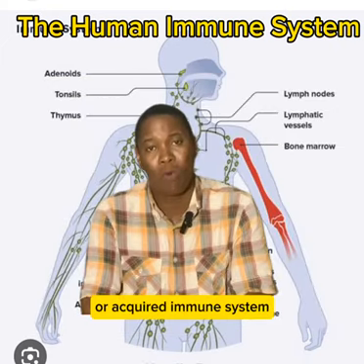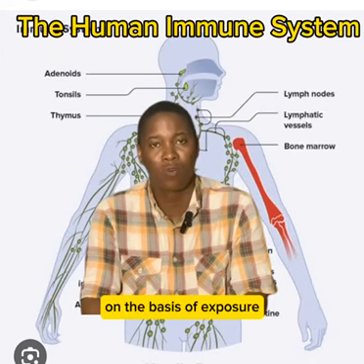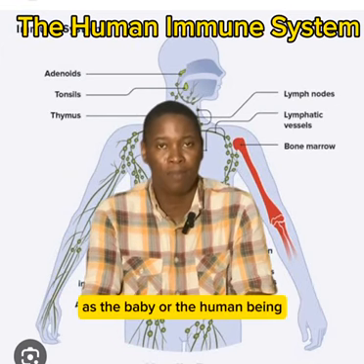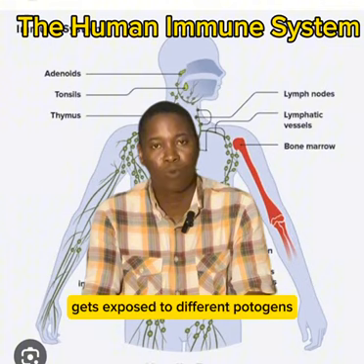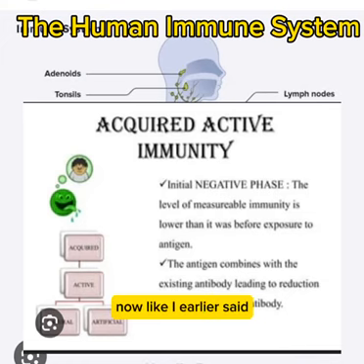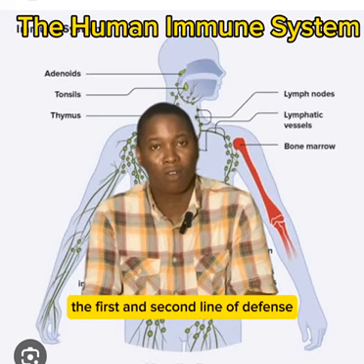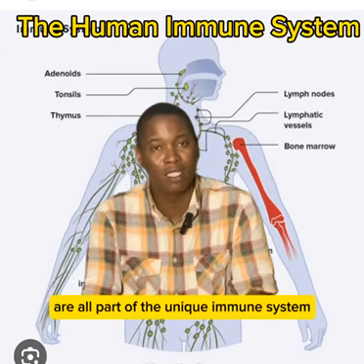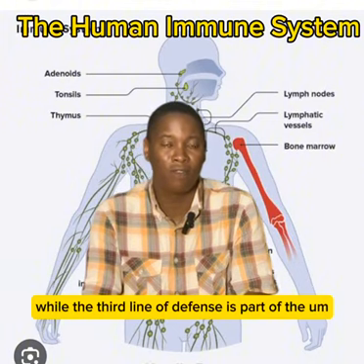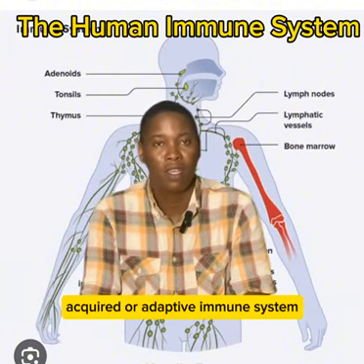The adaptive or acquired immune system is the immune system that is developed on the basis of exposure. As the baby or the human being gets exposed to different pathogens, the immune system builds resistance against these pathogens. Like I said earlier, there's a first, second, and third line of defense. The first and second lines of defense are part of the innate immune system, while the third line of defense is part of the acquired or adaptive immune system.